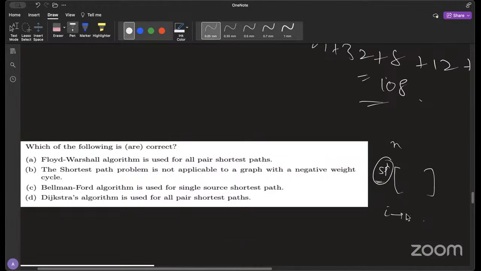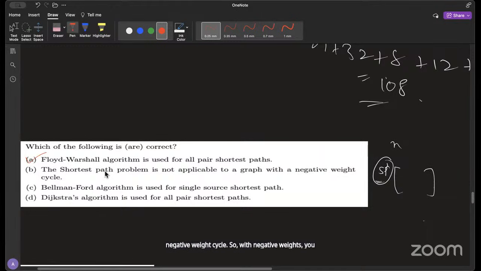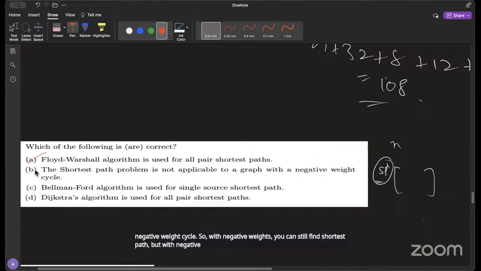I to J actually. That's Floyd-Warshall. That means this option does give you shortest paths, so this option should be correct. And coming to the second one, the shortest path problem is not applicable to a graph with negative weights. So, negative weight cycles. With negative weights, you can still find the shortest path, but with negative weight cycles, you can't. That means this should be correct too.